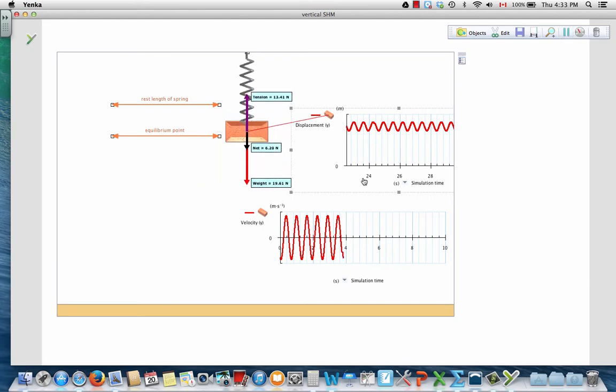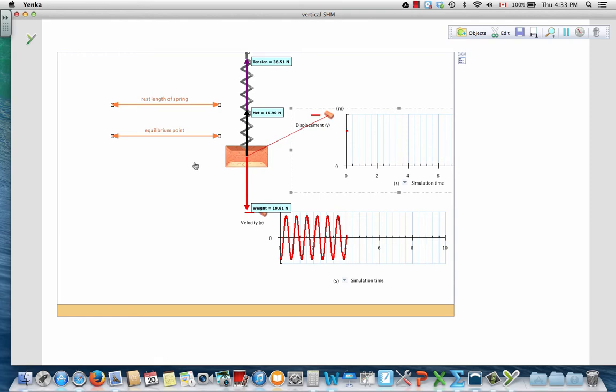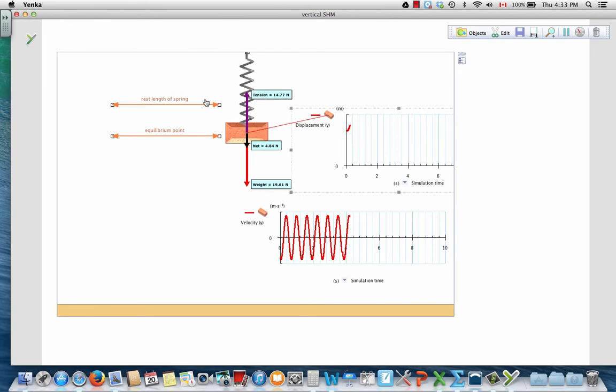So here we've got a brick on a spring, and we see its weight vector displayed here. That doesn't change. We see the purple tension vector. That, of course, changes as the spring is compressed and decompressed. And then the black arrow is the net force, the resultant force.